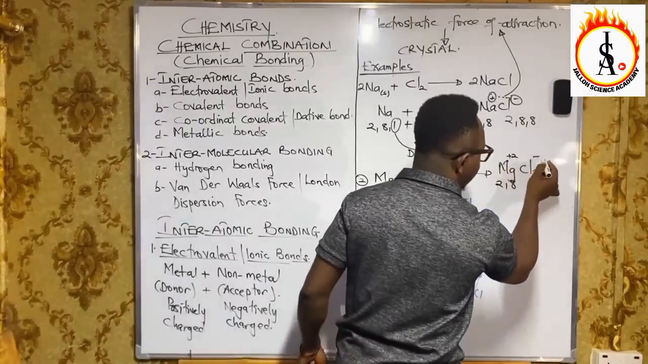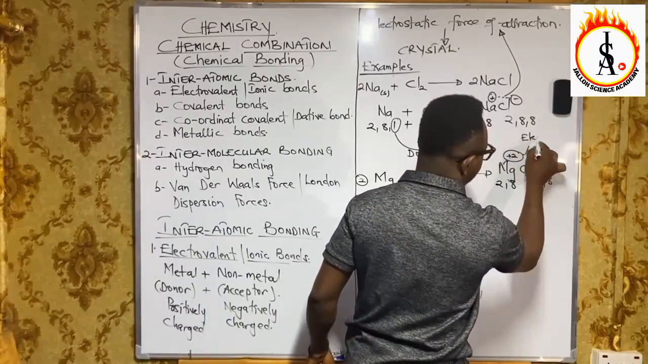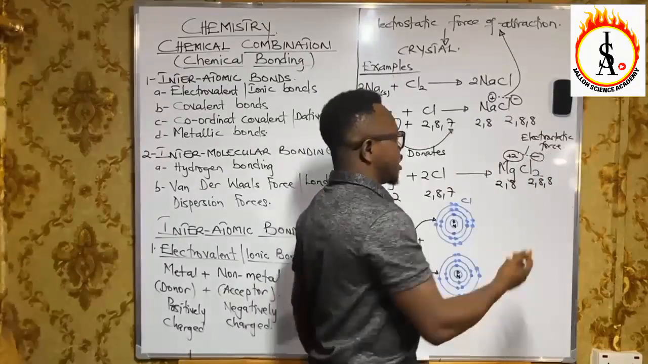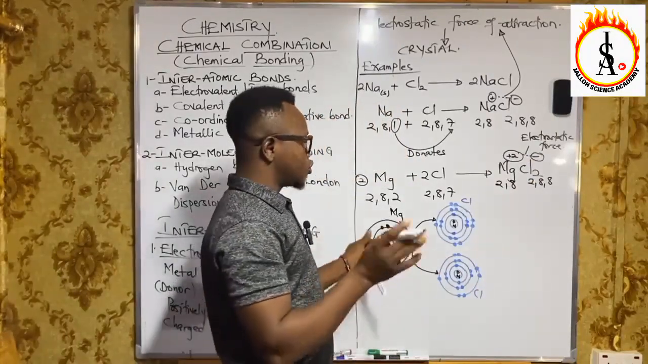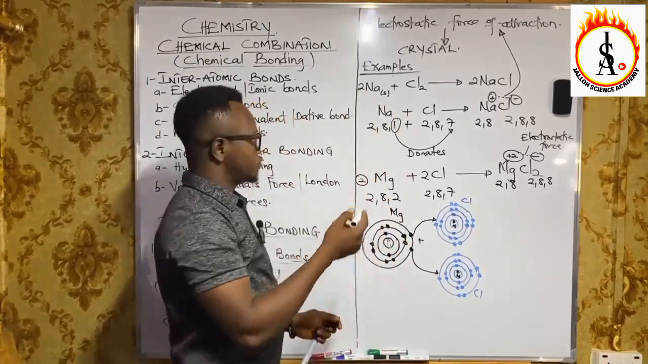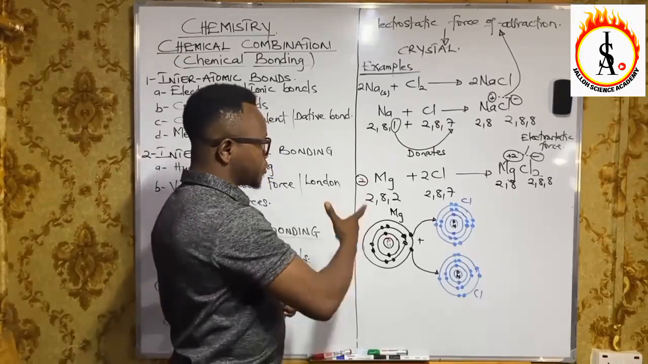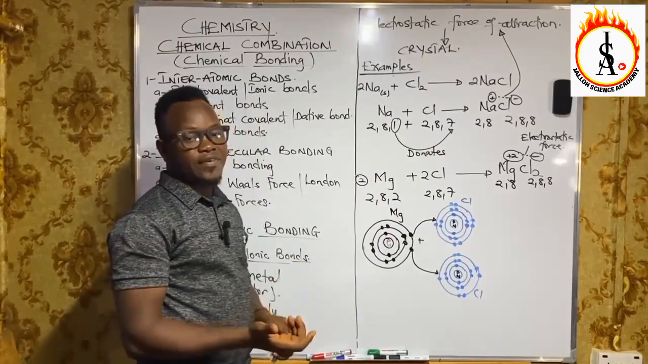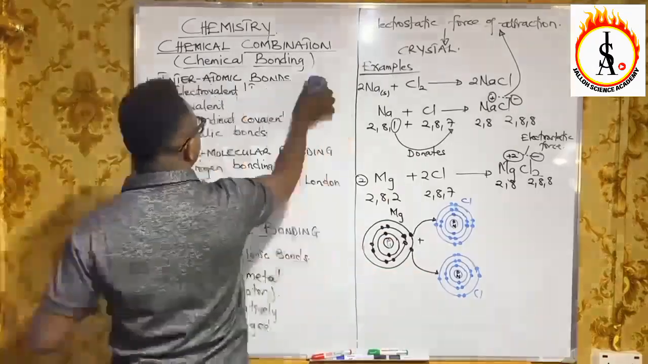So this +2 charge and this -2 charge are pulled together by the strong electrostatic force of attraction, or the Coulombic force that binds them together. So this is how electrovalent or ionic substances are formed. Now, these substances being formed, there are factors that are responsible. So we're going to look at the factors that lead to the formation of these species.